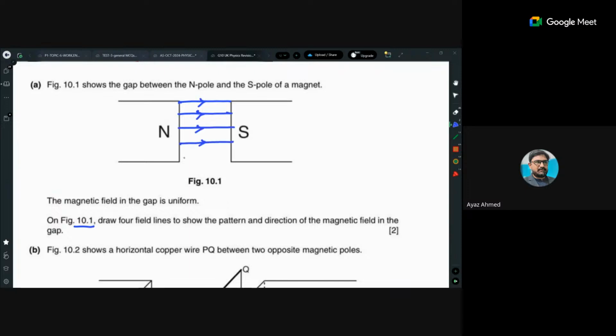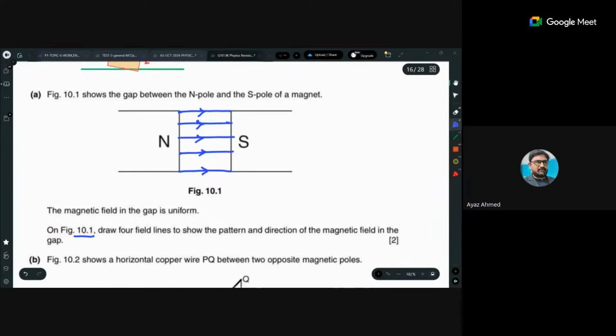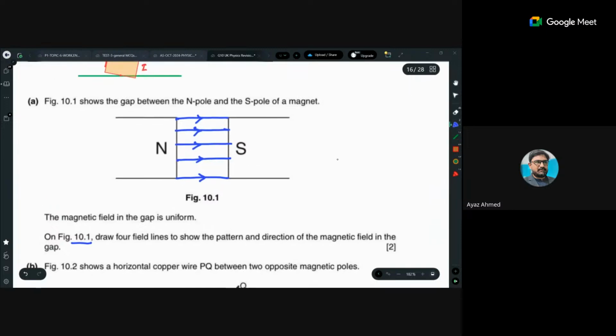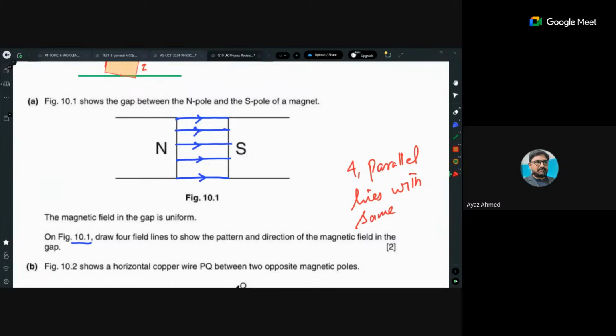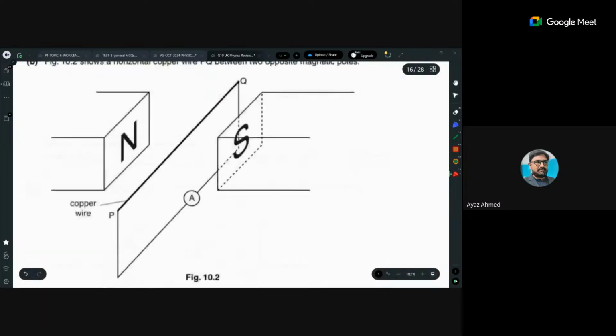Look, you have to draw four field lines. If there are five you will not be penalized, but if there are three you would be penalized. Is it clear to you? Clear, sir. So four parallel lines with the same spacing, or equal spacing. Is it clear to you?